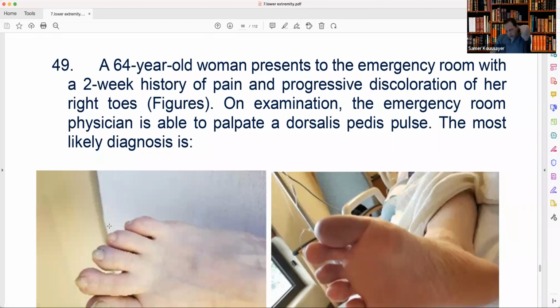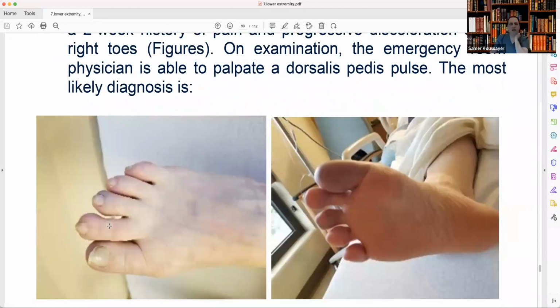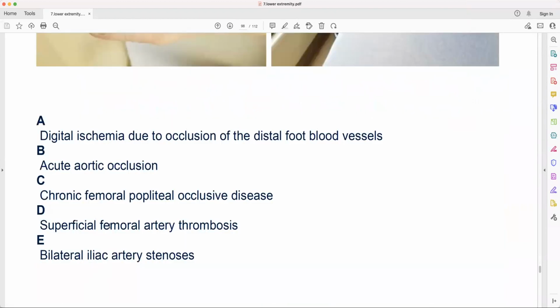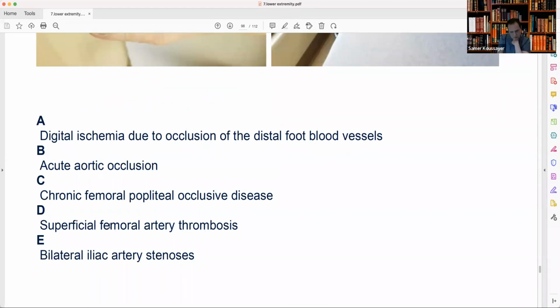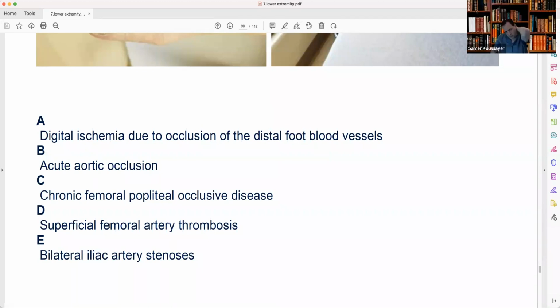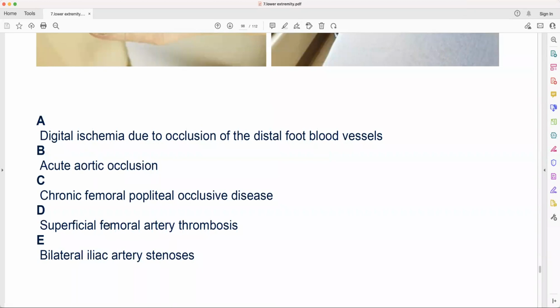Well, let's see what options they gave you here. What is the question asking? What the likely diagnosis is. Okay, this is the option: digital ischemia due to occlusion of the distal foot blood vessels. Yes, this is what you said now, though this is not the pathology. Acute aortic occlusion? No, because it would be more aggressive, and pulses would disappear. So it's not aortic occlusion.